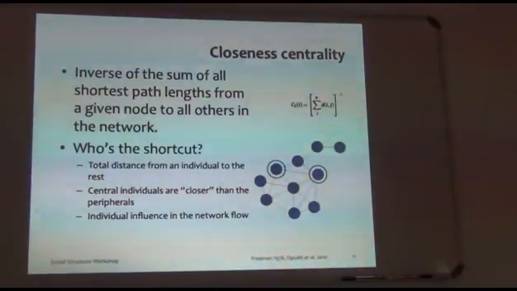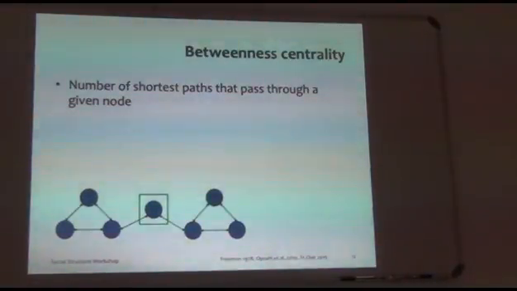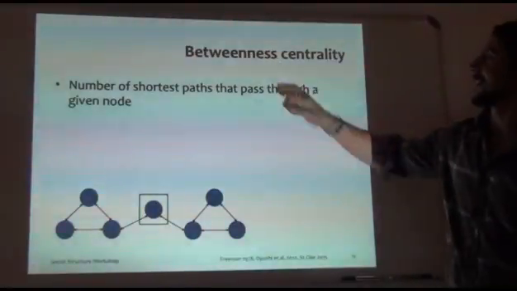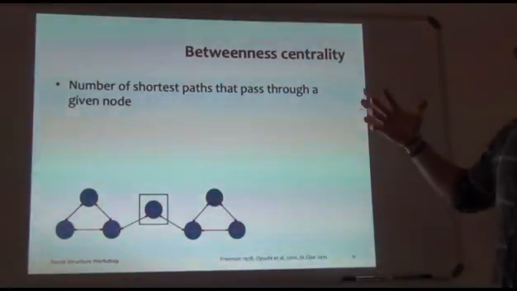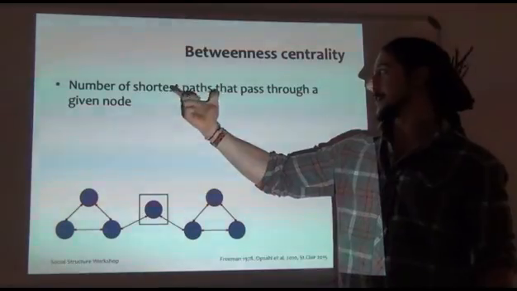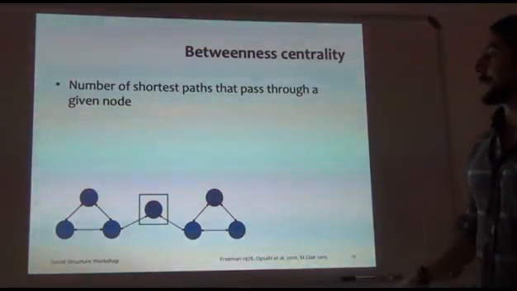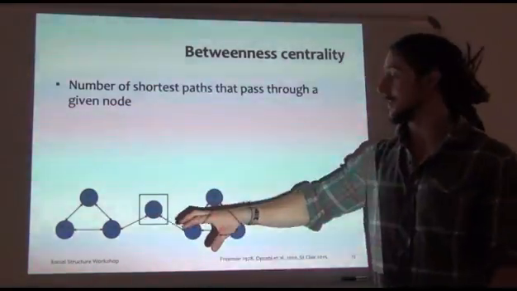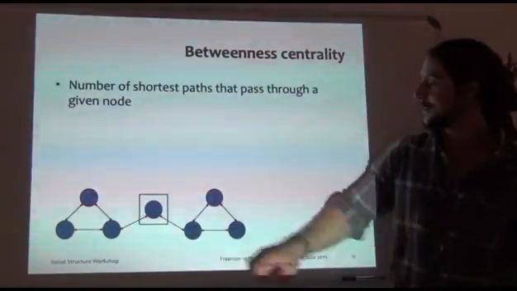Another measure of centrality is what we call betweenness. A word with many E's, many N's, many S's. Never seen that. Love it. So it's the number of shortest paths, again, that pass through a given node. Usually, a node with high betweenness would be in between two groups.